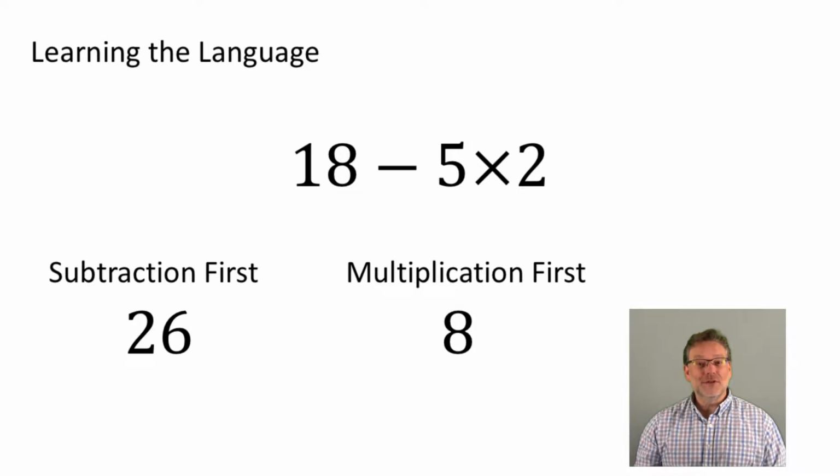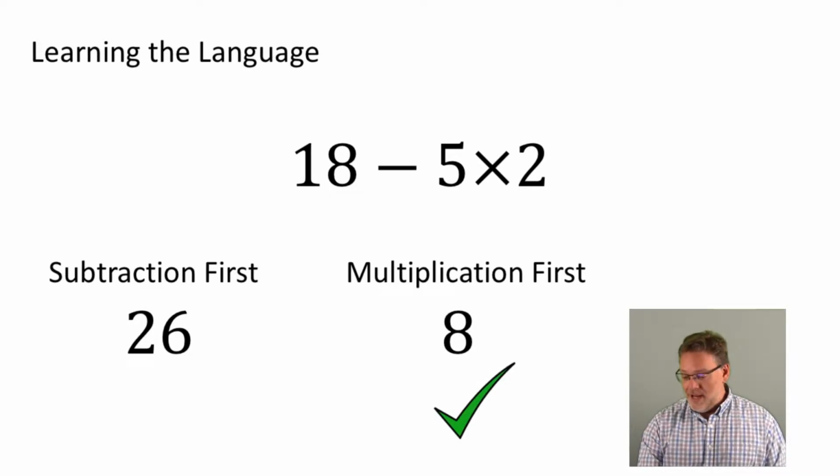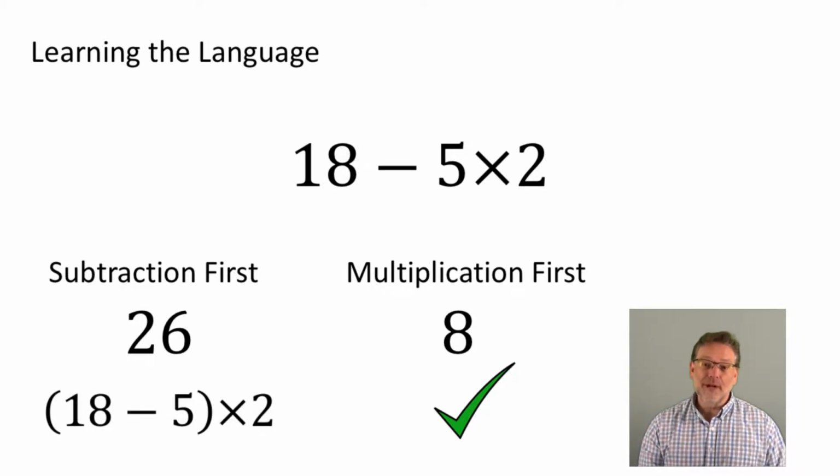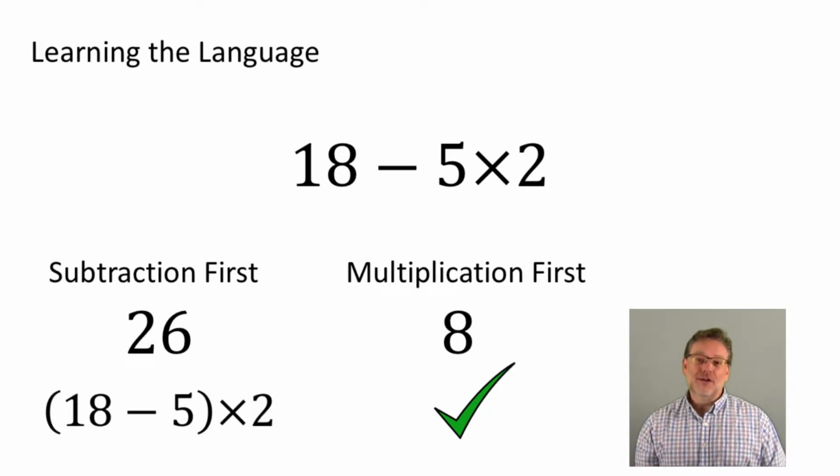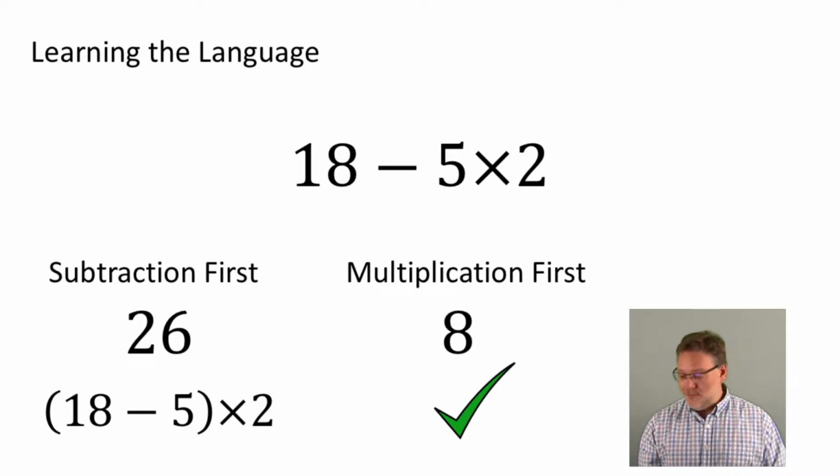Again, we have to be able to describe patterns and relationships precisely and accurately. So we need a set of rules to be able to describe which things are done first. What exactly do we mean when we say 18 minus 5 times 2? Well, as it turns out, our convention that we've adopted is actually that the multiplication is first. And in fact, if we want to do the subtraction first, we have to place that subtraction inside some parentheses, which override our usual rules. And this specifically says that the 18 minus 5 has to take place before the multiplication by 2.